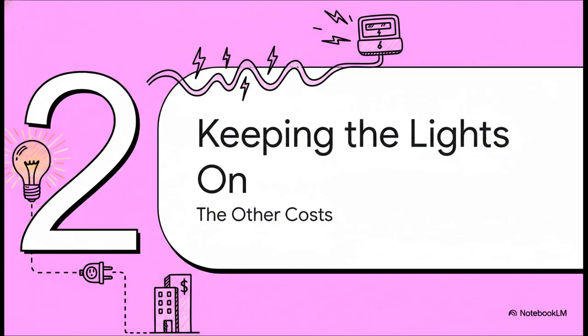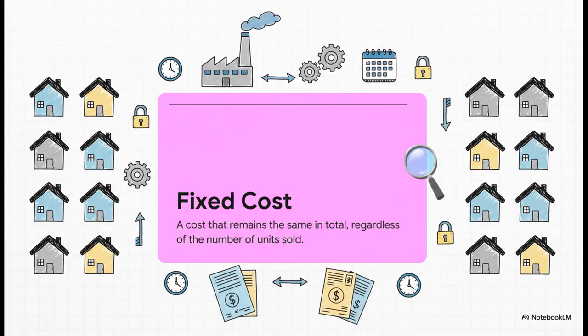Okay, awesome. We know exactly what it costs to build a table, but that's not the whole story, is it? We've still got to pay for the workshop itself, the insurance, the electricity, and that brings us to the other major cost category, the cost of just keeping the lights on. And this is our second big concept, fixed costs.